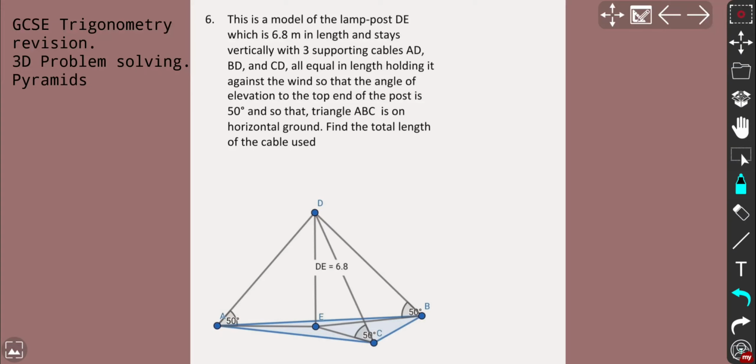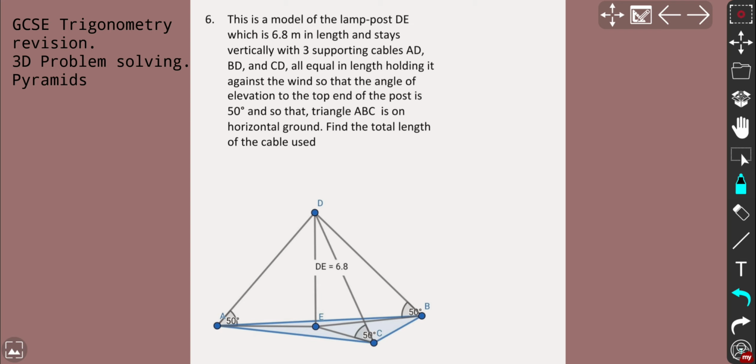Hey guys, we are on GCSE Trigonometry revision and we are going to consider 3D problem solving. That's about pyramids. So that's the actual real-life application of trigonometry. Let's have a look at the example. Pause the video, try to do it on your own, and we'll get started.